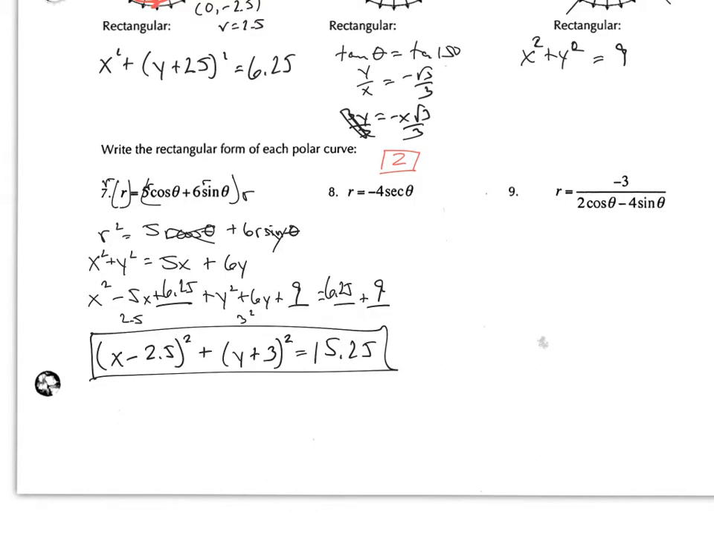For number 8, got writing everywhere. Secant, we don't really have anything with secant in it, so let's think about what this means. This is saying -4, and then secant, if you shove it to the bottom, becomes cosine. Now we have 2 fractions, and you should cross multiply. So we get r cosine theta equals -4. Well, you're trying to make this into your x, so r cosine theta is x, and we end up with just the plain old line, x equals -4.